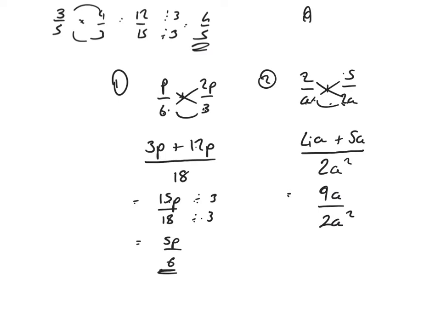Okay, now think about 9a over 2a squared, that's the same as 9a over 2a times a. So what we can do there is cancel out, and that will give us 9 over 2a. So the a cancels out, brings that square down to leave us with 9 over 2a. Okay, example 3.